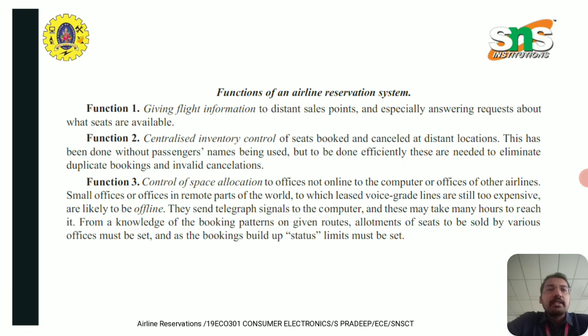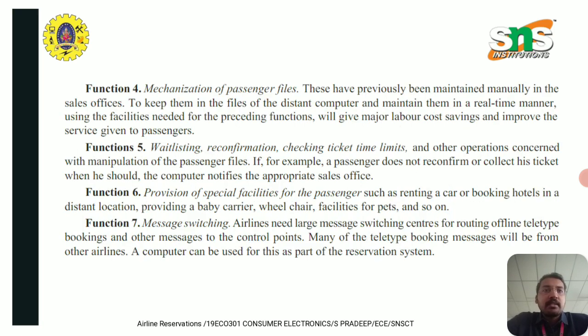Function 3: control of space allocation to offices not online to the computer, or offices of other airlines. They send telegraph signals to the computer and these may take many hours to reach it. From your knowledge of the booking patterns on given routes, allotments of seats to be sold by various offices must be set, and as the booking builds up, status limits must be set.